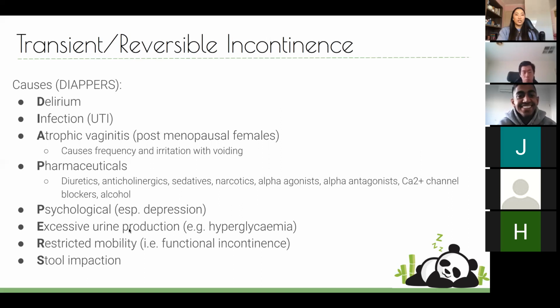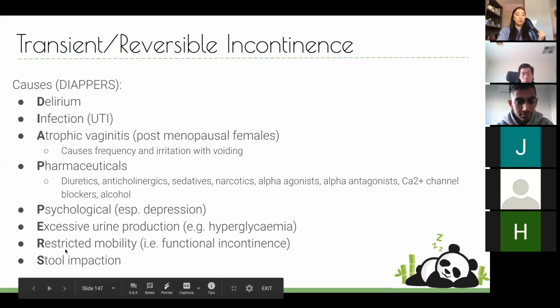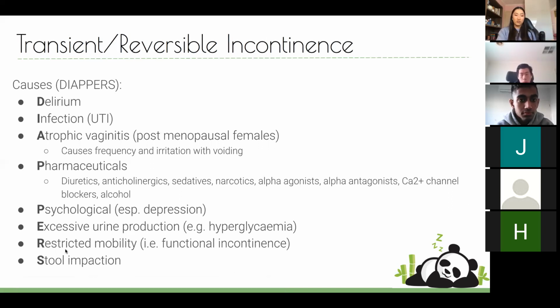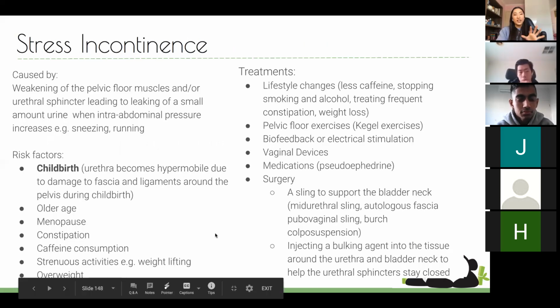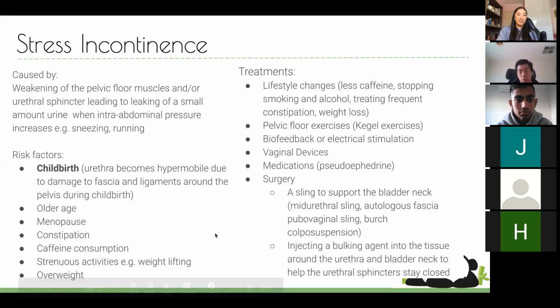Excessive urine production, so hyperglycemia. When we talk about diabetes, polyuria is one of the big symptoms that is a red flag for diabetes initially, so they might have a lot of urine production. They might have restricted mobility, and that's your functional incontinence, or apparently stool impaction can cause incontinence. Pressure, maybe, I don't know. But that's the mnemonic, DIAPPERS. But really, again, just focus on stress and urge incontinence as the main ones.